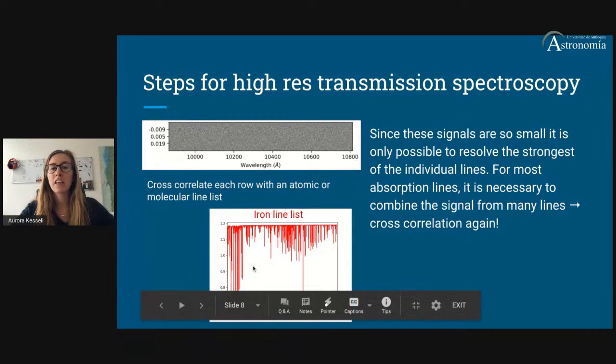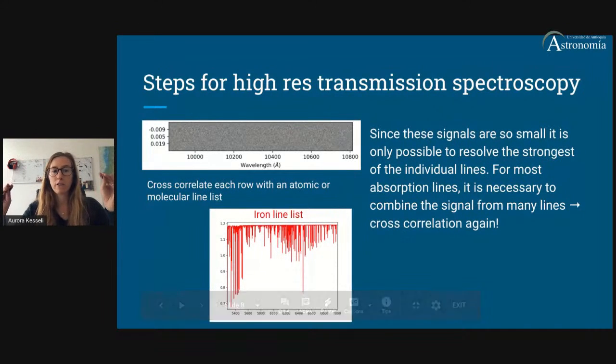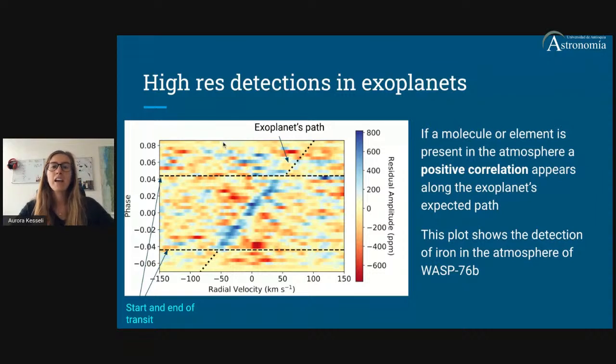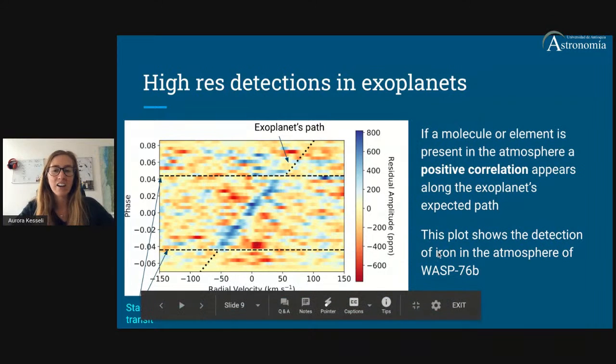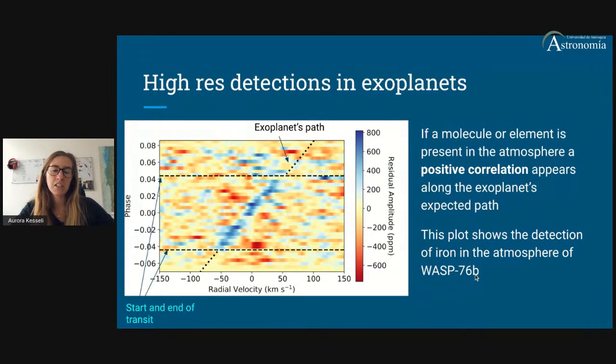So we cross-correlate the iron list with the first row, and we record the cross-correlation function. And then we do the second row, the third row, etc., until we cross-correlate it with every row, and we have a cross-correlation function at every point in time. Okay, and this is showing what you would get. So this is actually from research that I'm currently working on, that hopefully I'll submit as a paper soon. But this is looking at a detection of iron in WASP-76, which is the exoplanet host star that we've been looking at a lot.